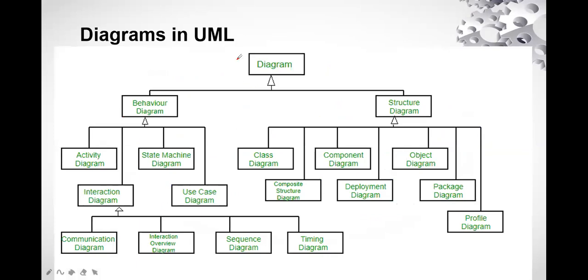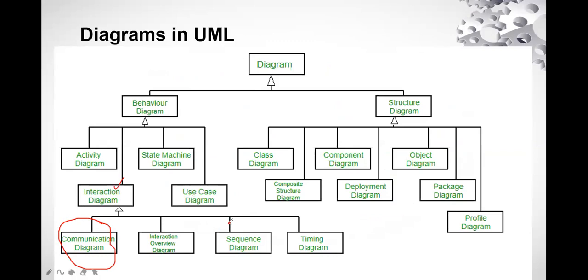This is what the diagram looks like. Here we are talking about the collaboration diagram as a communication diagram. This is the communication or the collaboration diagram. You can name it anyway, okay? And this comes under the category of interaction diagram.